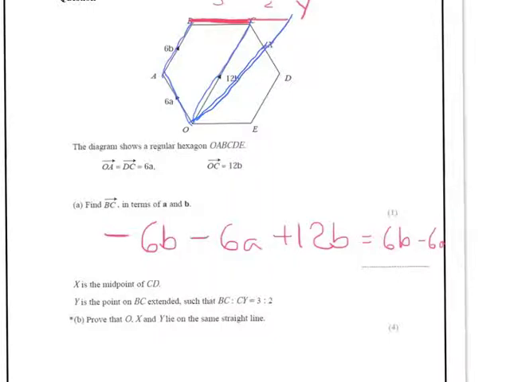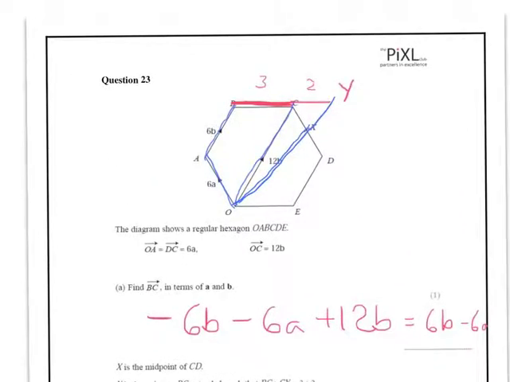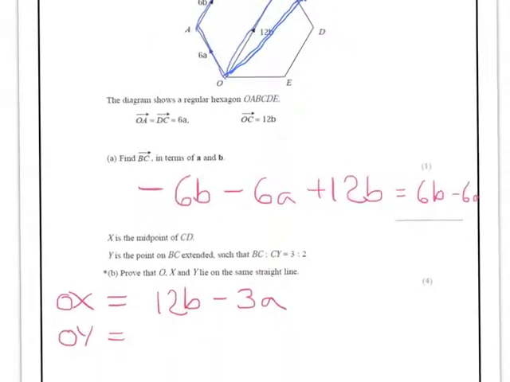Now, OX is just going to be 12b take away 3a. So we're going to write that down. OX is 12b take away 3a. So OY is the next one to work out. Let's just have a little look at that. To go from O to Y, we're going to go from O to C first of all, but then we are going to add on 2/3 of the BC distance, or 2/3 of BC is 2/3 times 6b take away 6a from question A.